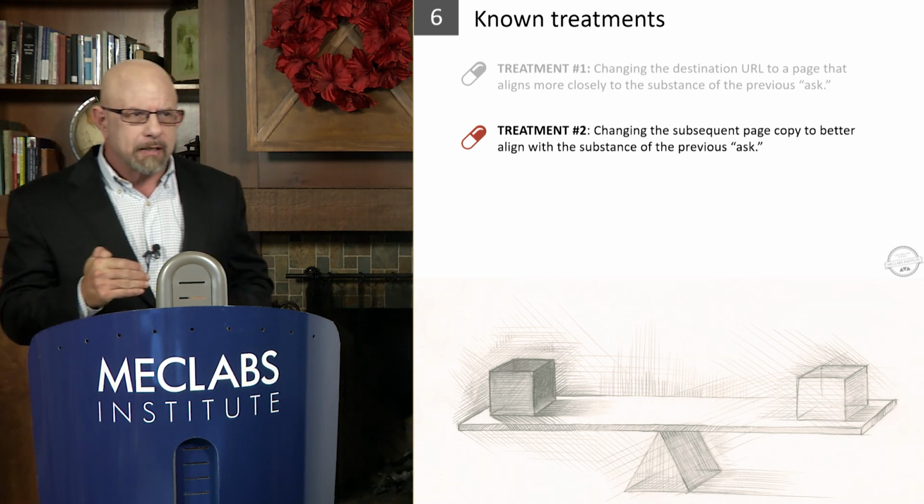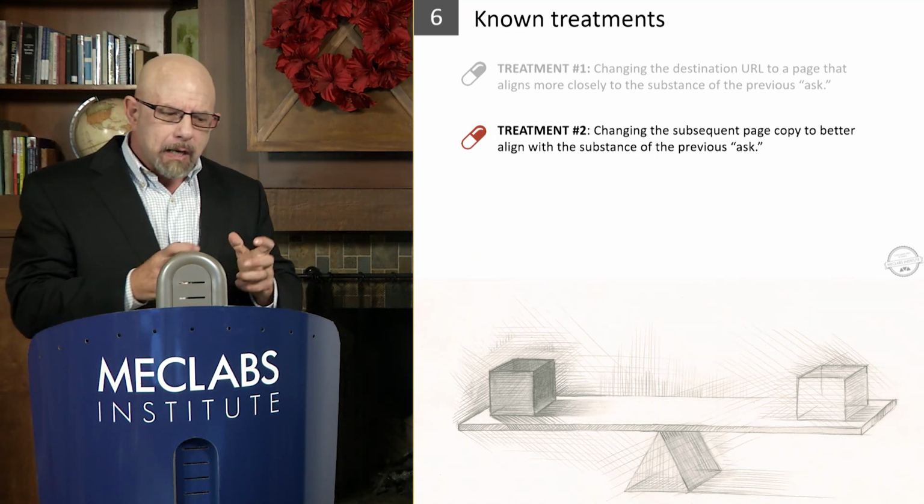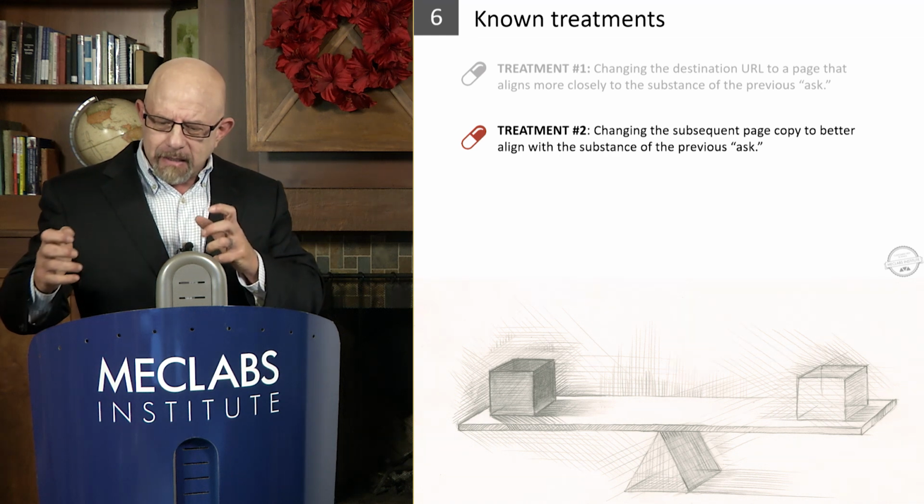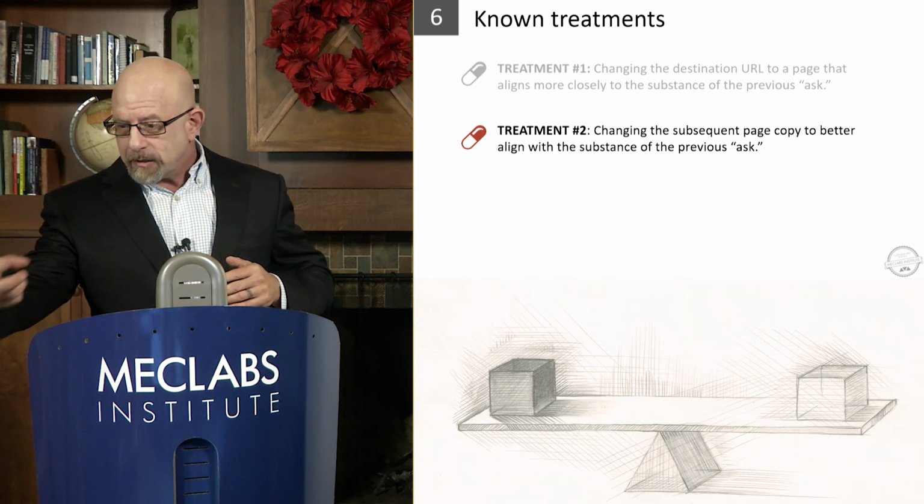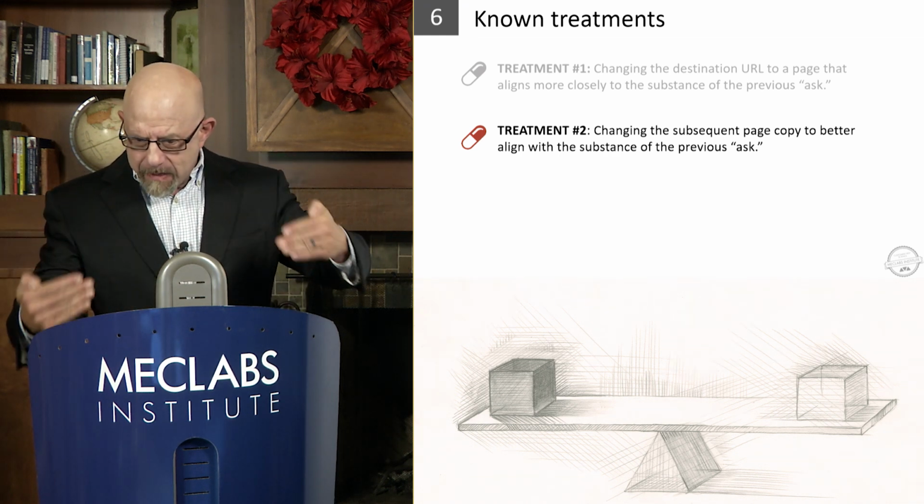And all that we did was make sure that we aligned the copy and the CTA. You can either change the CTA or you can change the copy, but get them saying the same thing. Make the CTA the climax of an inevitable conclusion.